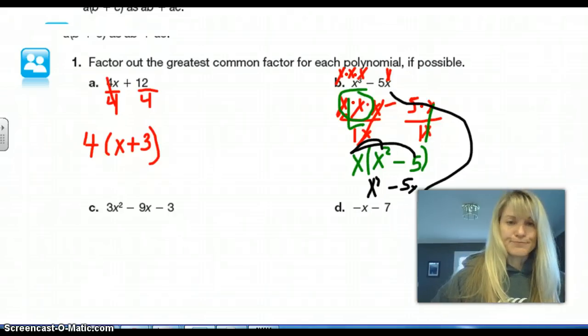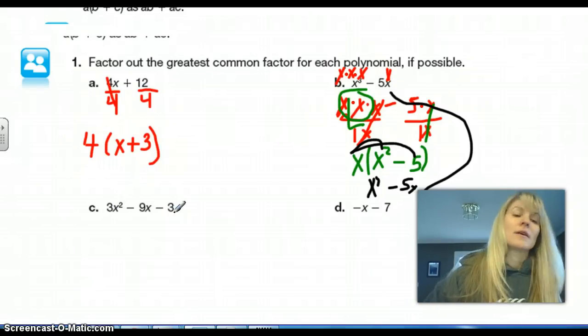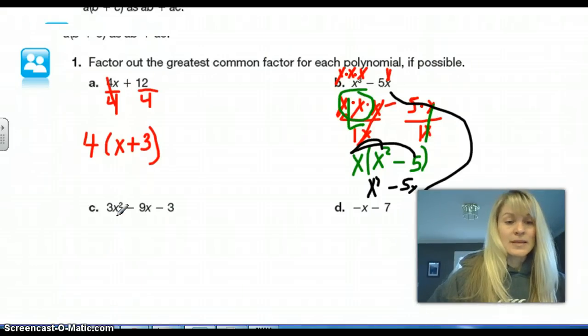Let's go down to this one. Here, the smallest number is 3. The factors of 3 are 3 and 1, and 3 goes into all those. This has an x, this has an x, this one does not have an x. Therefore, I cannot include x in my GCF. They all have to have that variable. So we're just going to divide by 3 on each one of these. 3 is the GCF.